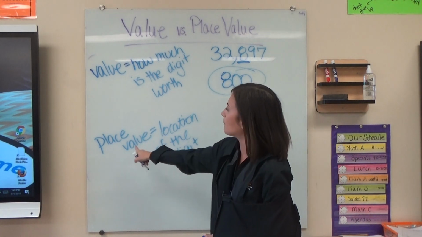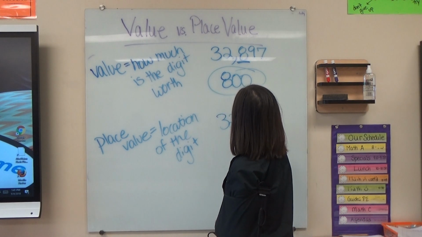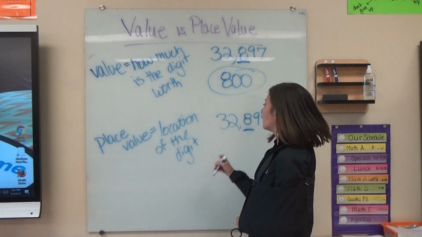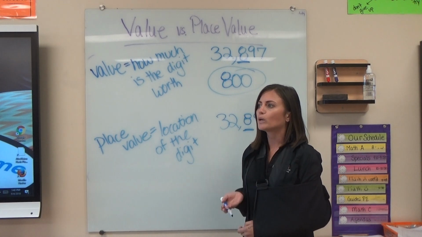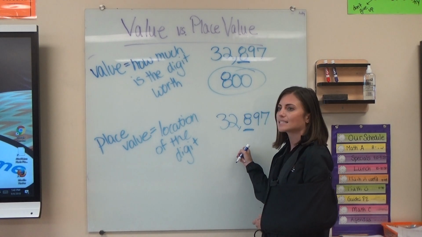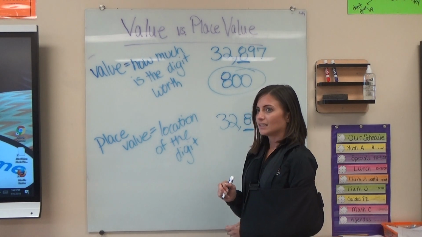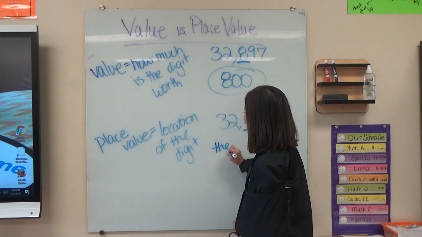So if they ask for the place value of 32,897, and they want the place value of the 8, then my answer should be in place value terms. Who can raise their hand and tell me what the place value of this digit would be? The hundreds place. So my answer would be the hundreds.